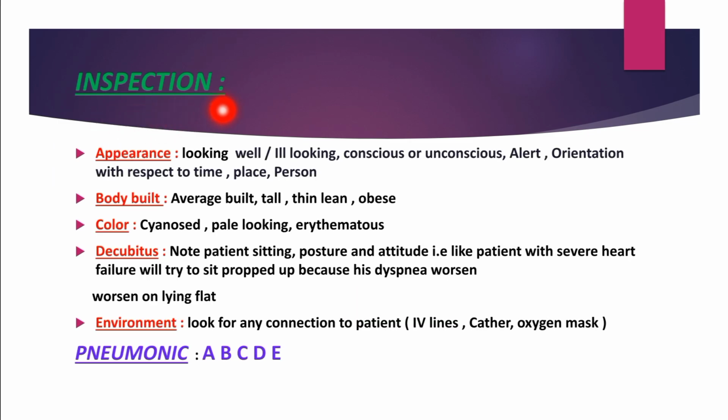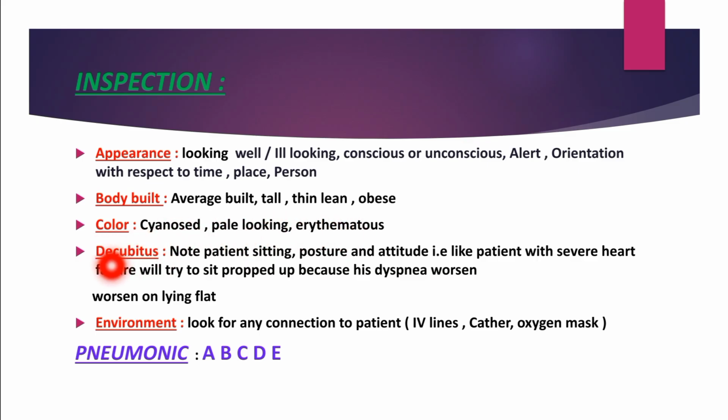So the first step in general physical examination is inspection of the patient. In inspection, first of all, note the appearance of the patient, whether he or she is well looking or ill looking, whether the patient is conscious or unconscious. Also note the alertness of the patient and orientation of the patient with respect to time, place, and person. Also note the body build, whether the patient is average build, whether he or she is tall, thin, lean, or obese, and also note the color of the patient, whether he is cyanosed, pale looking, or erythematous or not.